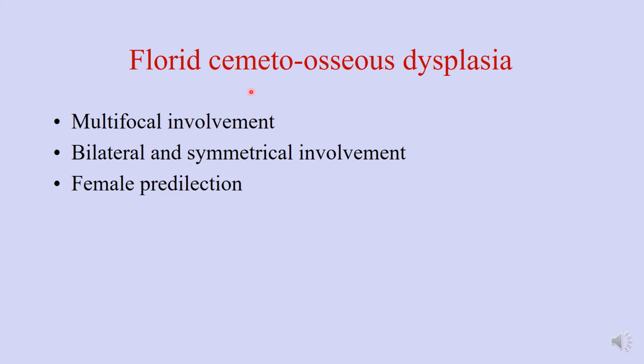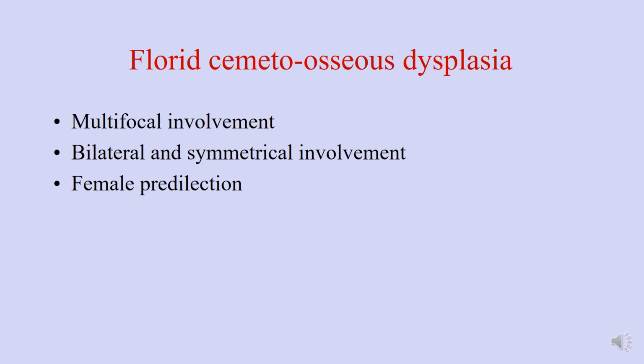Right, so let's look at the next one, which is florid cementosseous dysplasia. So when we use the word florid, it means multifocal involvement. What is meant by multifocal? Multifocal means more than one. So usually they are bilaterally present and symmetrical involvement is seen. And again, the lesions are very similar to the previously described periapical and focal cementosseous dysplasia. Female predilection is seen, right?